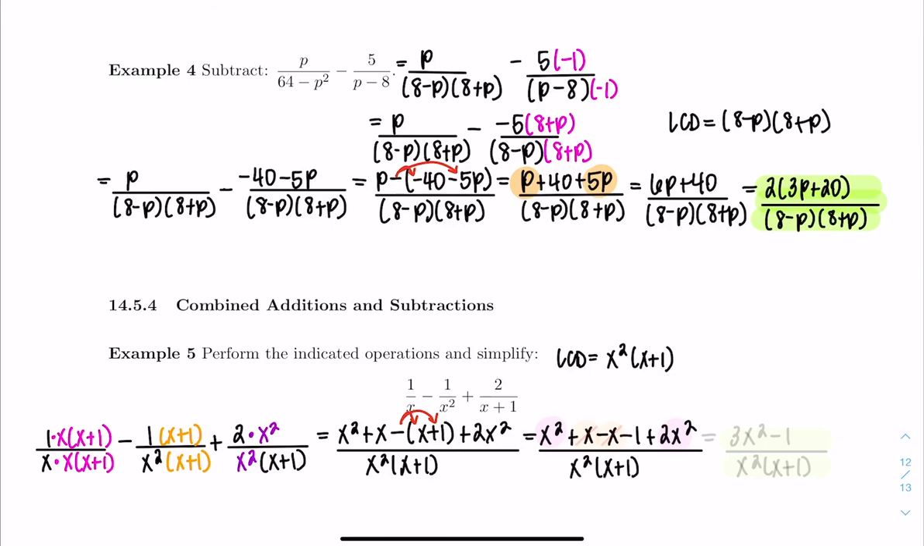And so we can combine like terms. I have x squared and 2x squared. I have x and negative x, and so actually these two are going to cancel. And then I just have a lonely negative 1 here. And so what we end up getting is 3x squared minus 1 all over x squared times x plus 1.